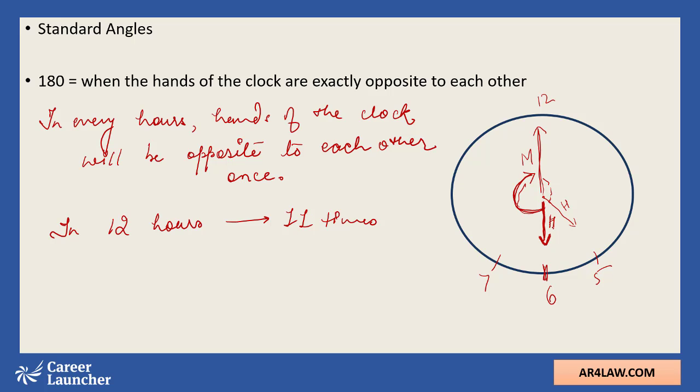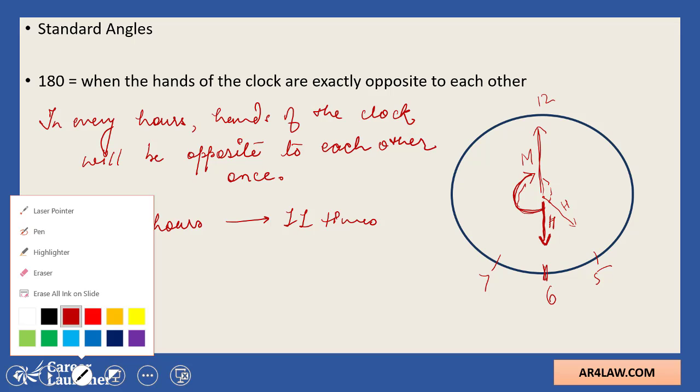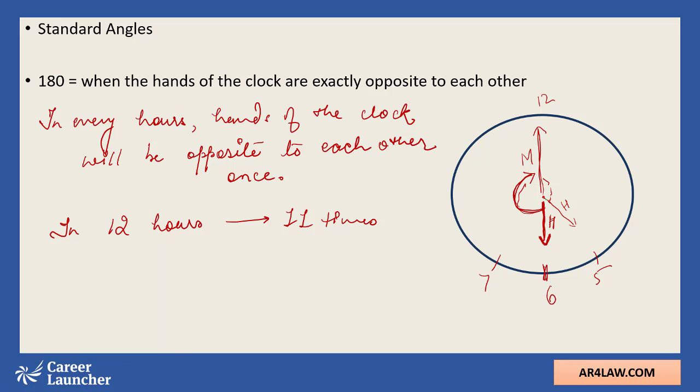And between 6 to 7, what would happen? At 6 o'clock, this is the scenario. At 7 o'clock, our hour hand is here. The minute hand again travels from 12 to 12, but they have not come in a straight line. They would not make an angle of 180 degrees.